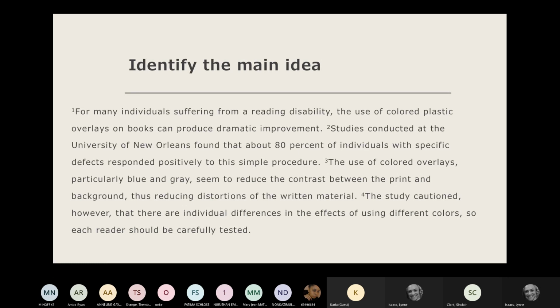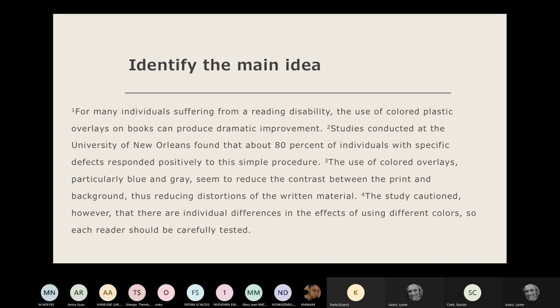Now in this paragraph, there are 4 sentences. I want you to do the following. You are going to read this paragraph, and I'll give you some time. You are going to read the paragraph, and the instruction is identify the main idea.